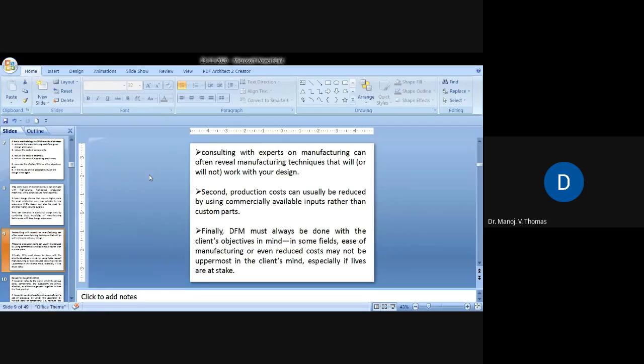So we should also consider the client's objectives. What is the client need? Then only we can think of the design for manufacturing. It's not that always we are reducing the cost, always reducing the time to market. It's not that. It's a trade-off.